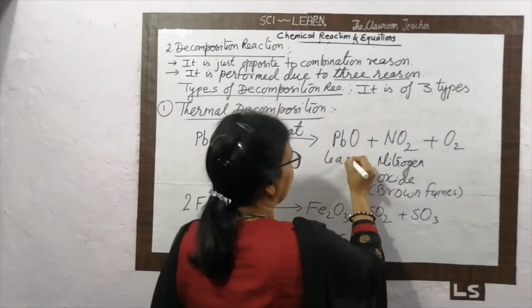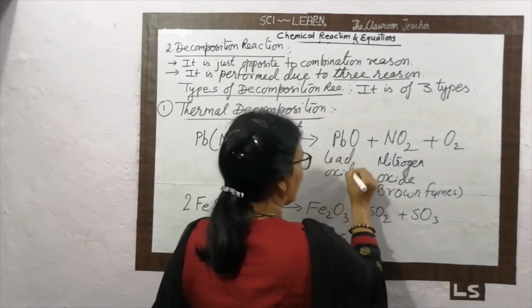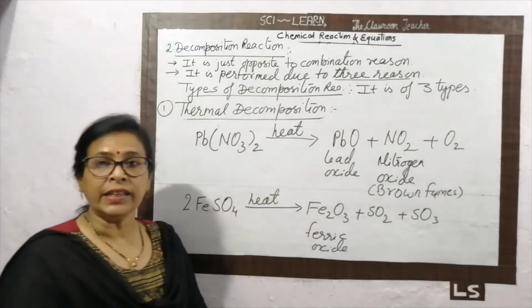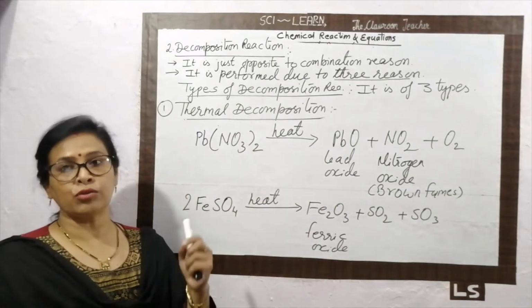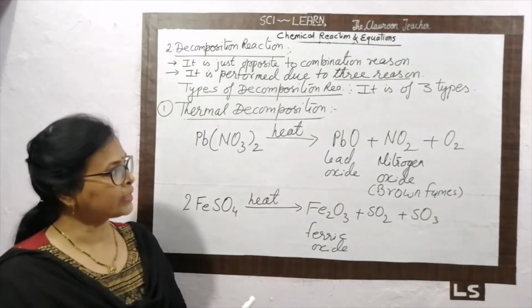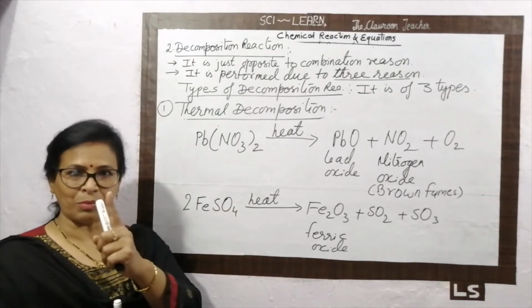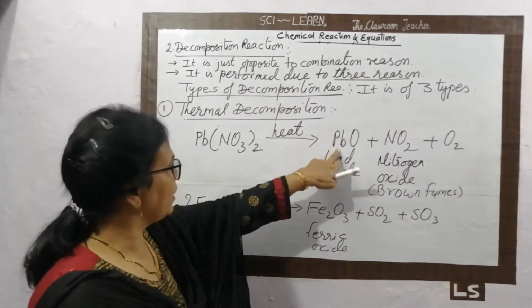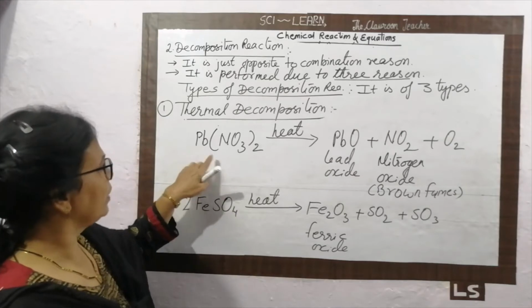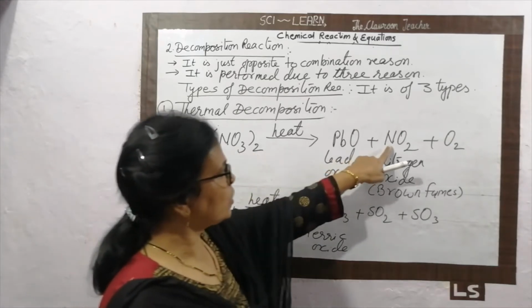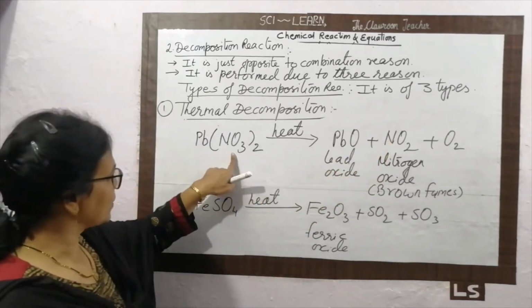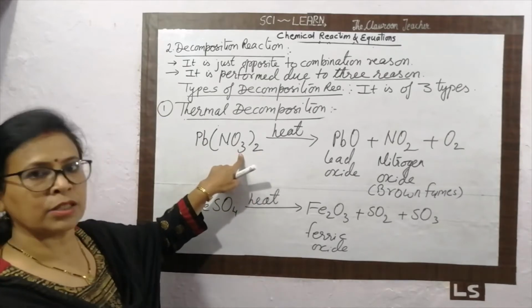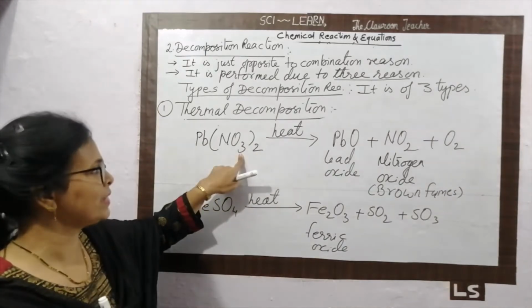This is called the lead oxide. So what happened? When we heat the lead nitrate, it decomposes to form lead oxide, nitrogen oxide and oxygen. You have to balance the equation again. Here Pb is 1, here also it is 1. And here is 2, here N is only 1. Now what about the oxygen? O3 into 2 is 6. Oxygen is 6. You have to balance this number.